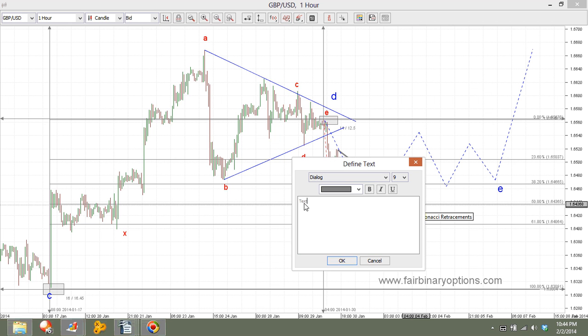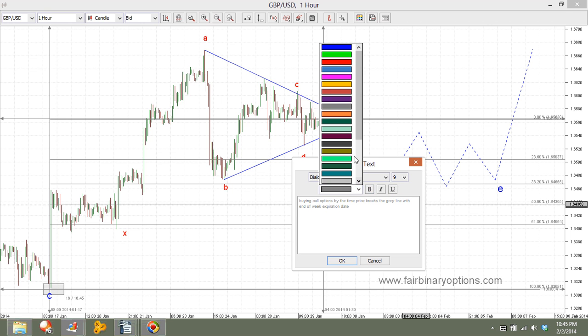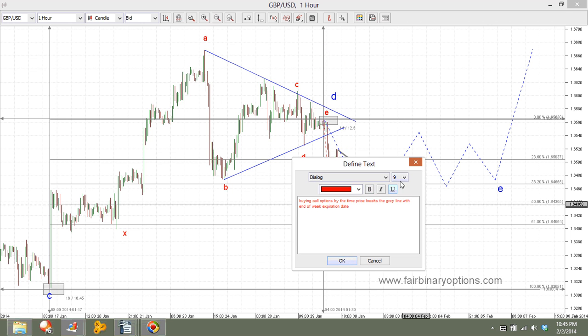This is the logical thing to do by the time this trend line breaks, because the structure to the downside seems to be corrected. It remains to be seen if the markets are going to agree with our analysis here, but this is buying call options by the time price breaks the gray line there with end of week expiration date. Again, it doesn't matter the moment of time the price breaks that trend line. It is important to be broken, and therefore we know what to do.